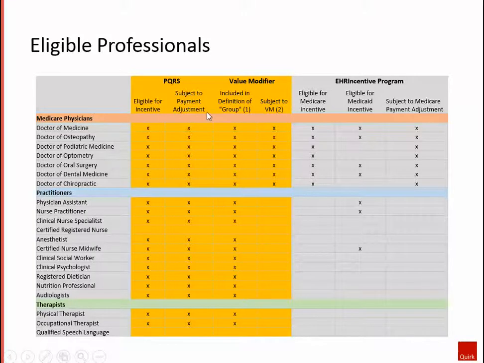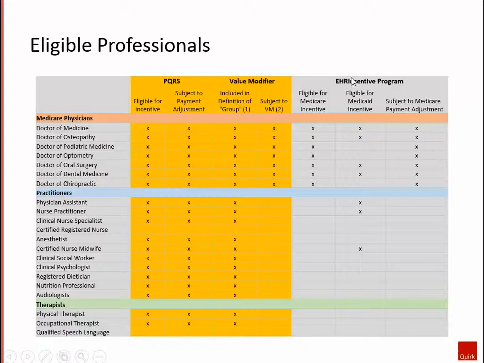Now, here's the confusing part. All of these eligible professionals are included in the definition of a group. However, just because they're included in the group does not mean that they will be included in the value modifier program. They are included in the group to calculate the number of eligible professionals within the group, but they are not subject to the value modifier payment adjustment. So that's why you see I have nothing selected here.